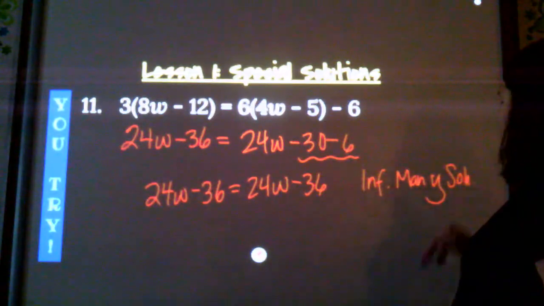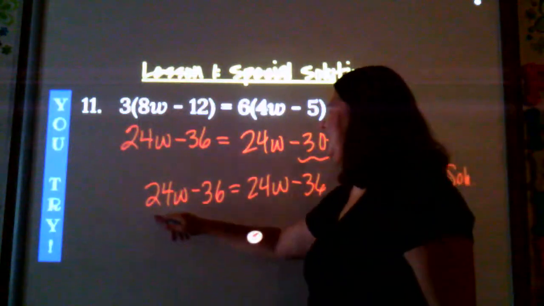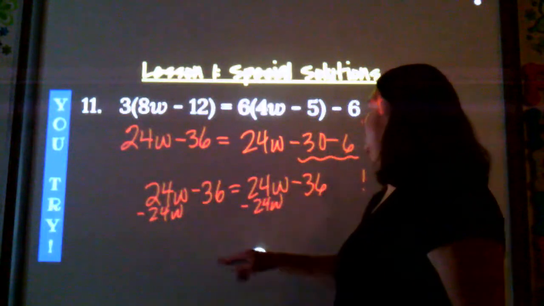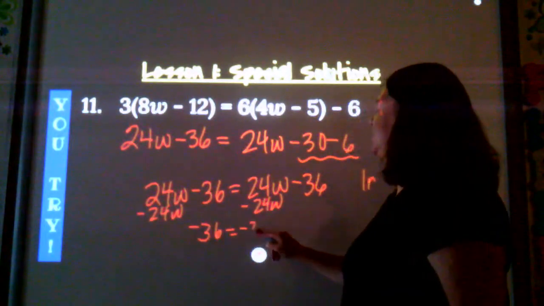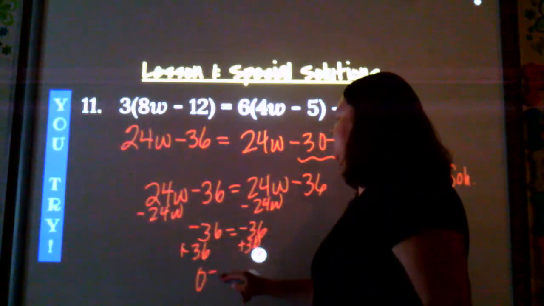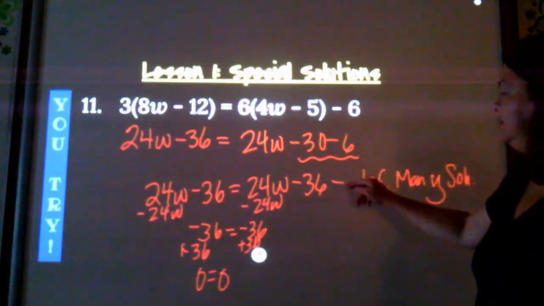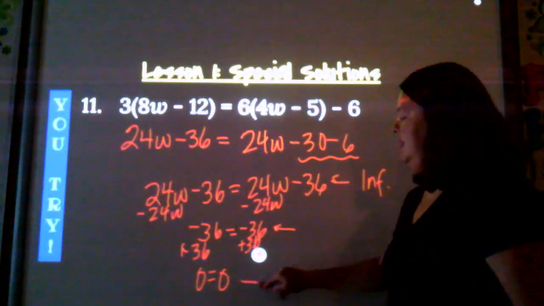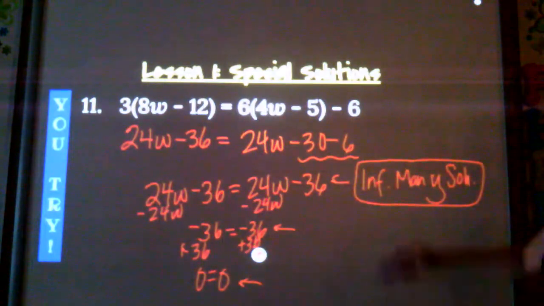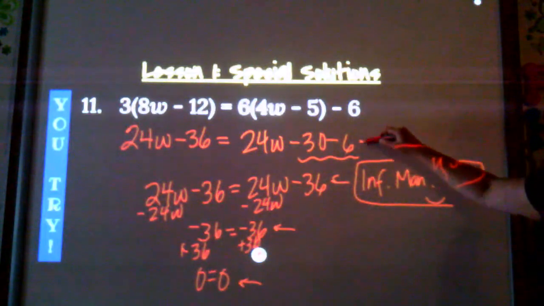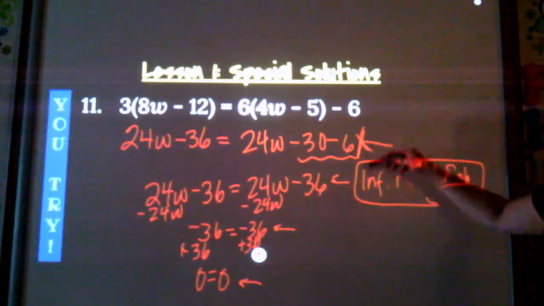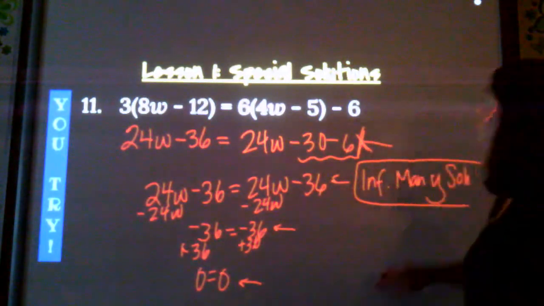Wow, my y got a little crazy. Or you can subtract 24w on both sides. You can have negative 36 equals negative 36. Or you could add 36 to both sides and get 0 equals 0. Which are all true statements. This one, and that one, and that one. So infinitely many solutions. Okay? But you can't really be here. Don't do that. Be here and say infinitely many solutions. Not quite. You're not quite there. You need to at least get them to match.